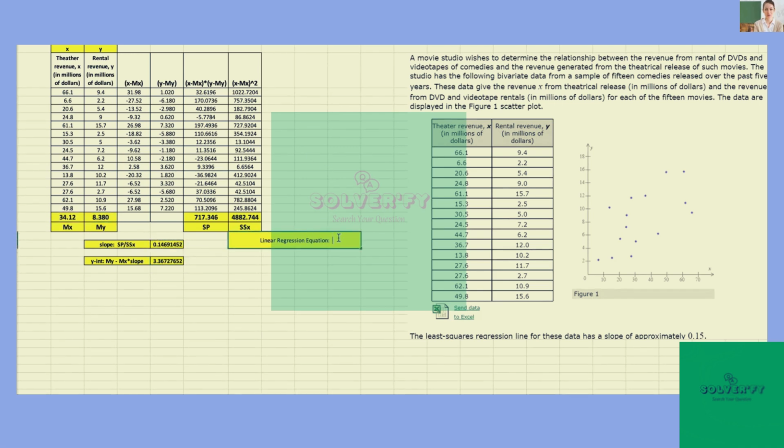And my linear regression equation is y equals 0.15x plus 3.37.